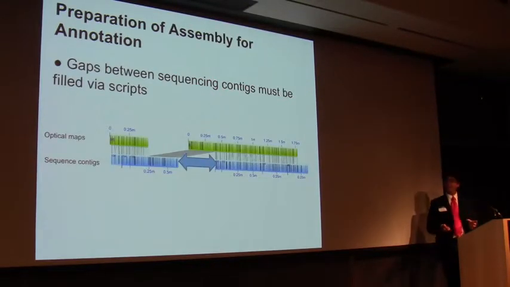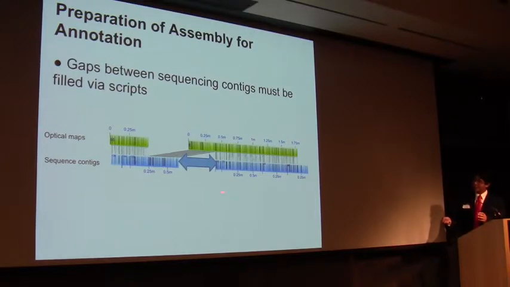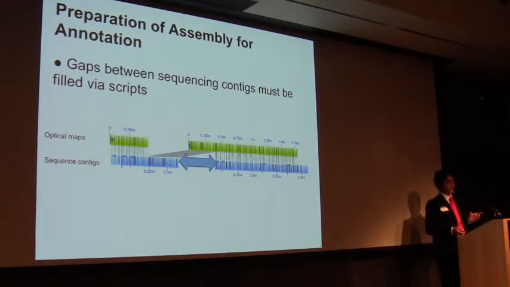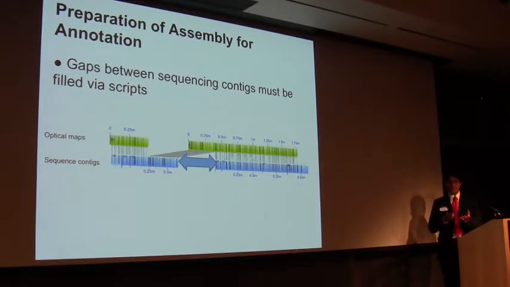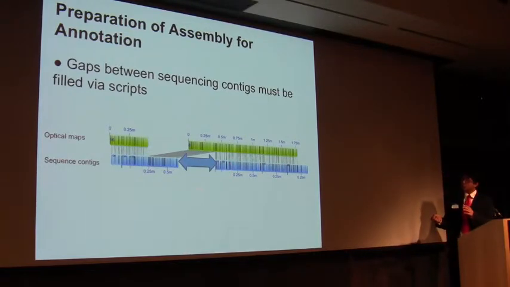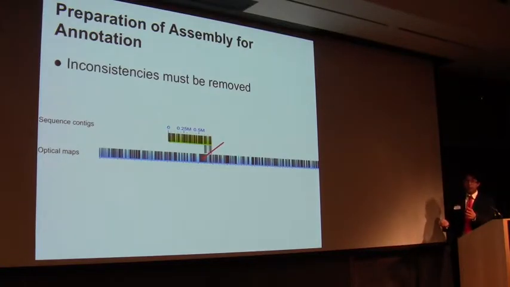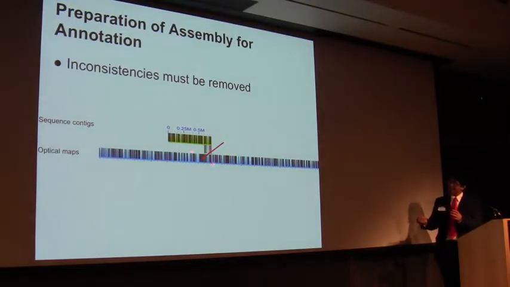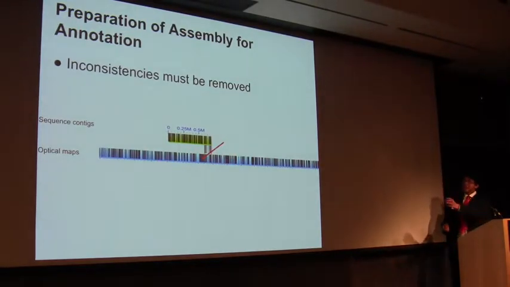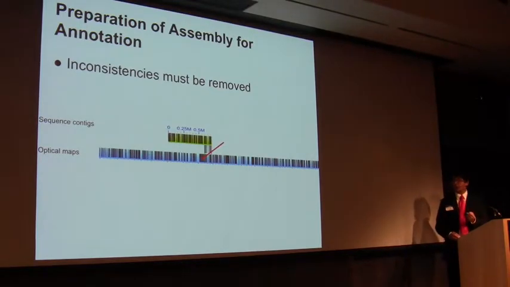So we first had to prepare ASM5 a little bit, where you have gaps between the sequencing contigs, and they need to be filled with N nucleotides, which represent that any nucleotide can be here. It's just we know that it's this length of a gap. And so you fill those in with N nucleotides using scripts. Then the next step of the preparation for annotation is you have to take out inconsistencies. So you can see in this green sequencing contig, there is a continuous line of nick sites, but here there's a gap, and that's an inconsistency. So we take out that whole optical map so it doesn't cause any problems in our continuous DNA file.